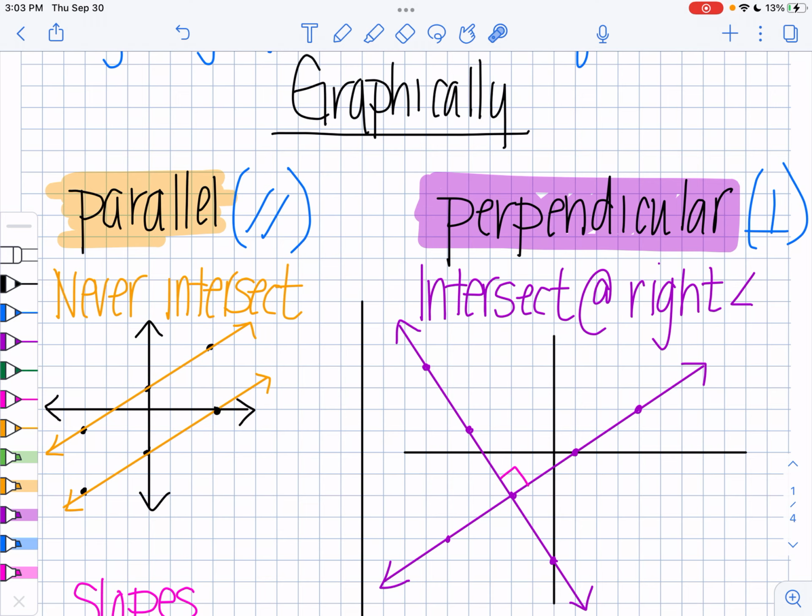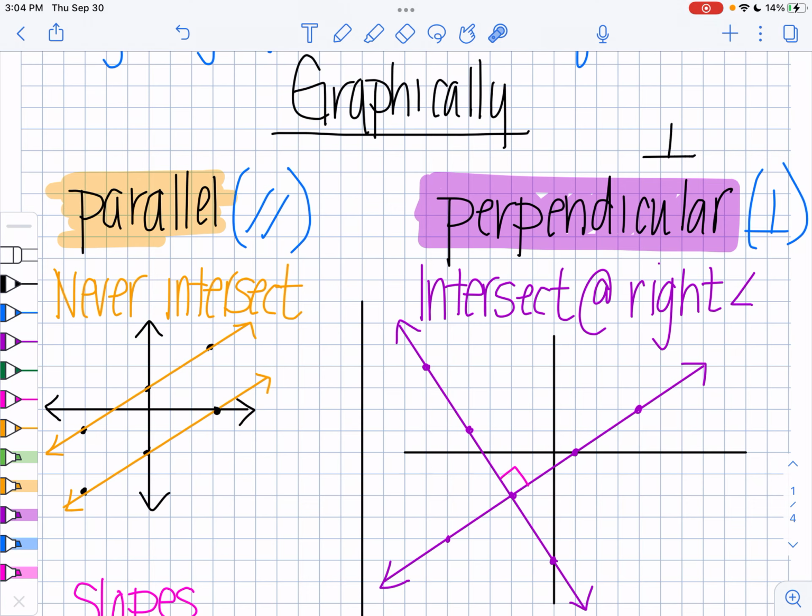Then we have perpendicular lines over here. Perpendicular lines are denoted or written with an upside down T. So instead of writing out the big long word perpendicular, you can literally just write the symbol, and mathematicians will know what you mean. And perpendicular lines are lines that are going to intersect at a right angle, or at 90 degrees.